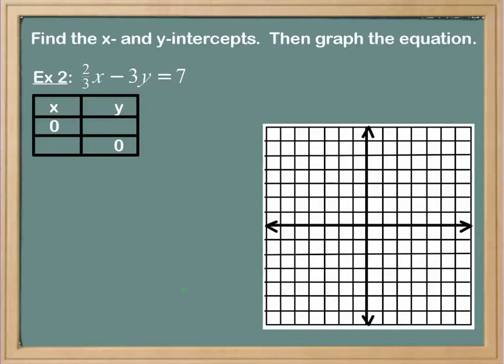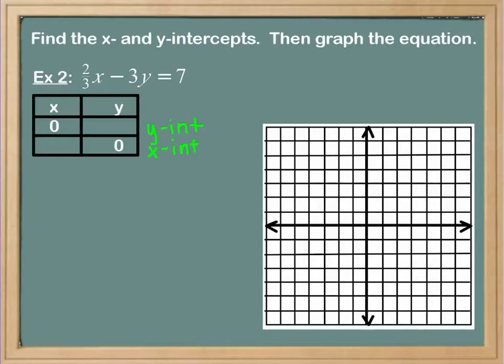Alright, we're going to try another one now that involves a fraction. So the same directions, find the x and y intercepts, then we're going to graph it. So once again, I'm making a table here. Remember, when I let x be 0, that's to find my y-intercept. And when I let y be 0, that's when I'm finding my x-intercept. I'm not going to go as slow through this one.